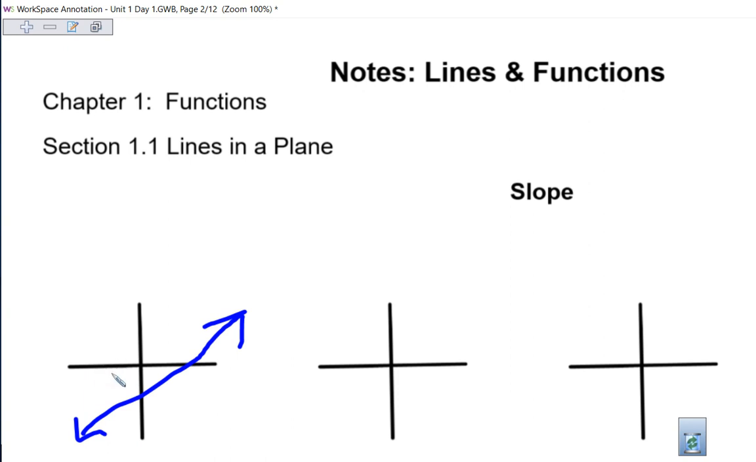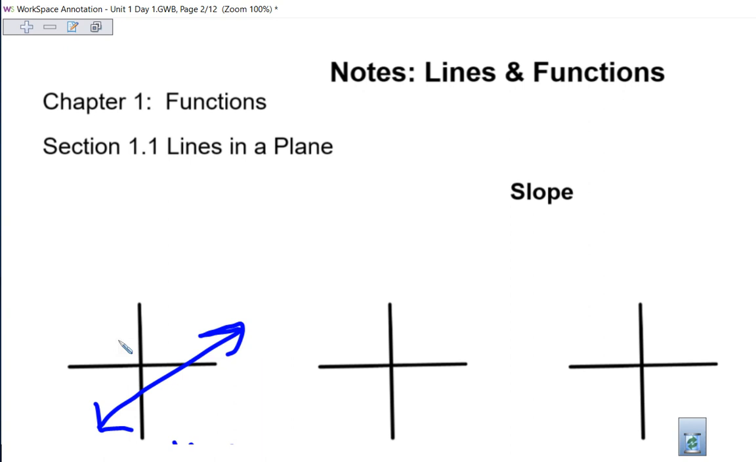Positive. Positive. It's somewhat linear, right? Let me see if I can do a better job with that. It's okay. If you guys cut me a break, I'll cut you a break when I'm grading those quizzes, right?